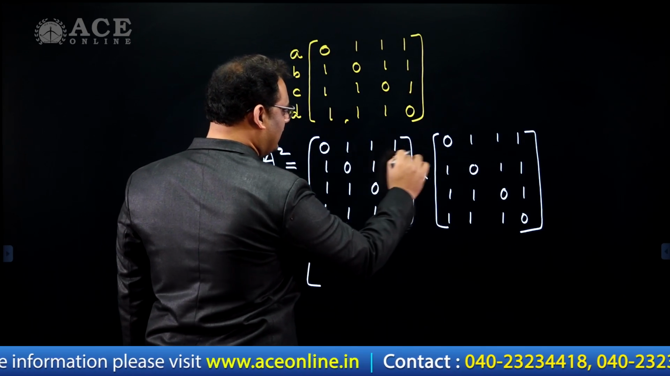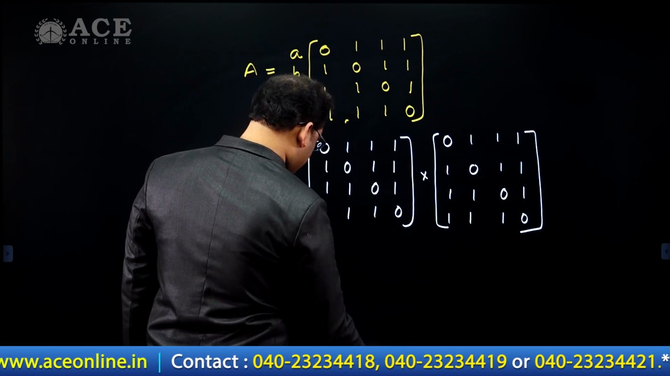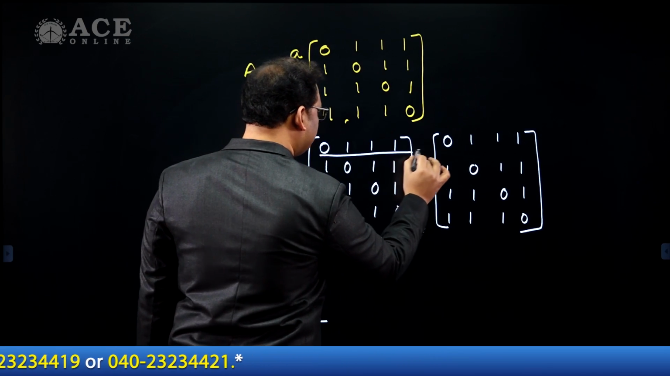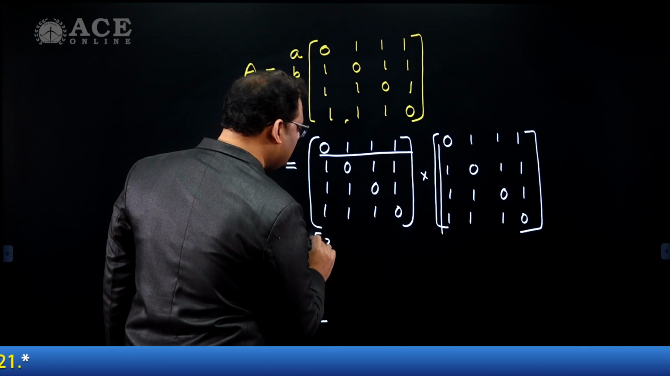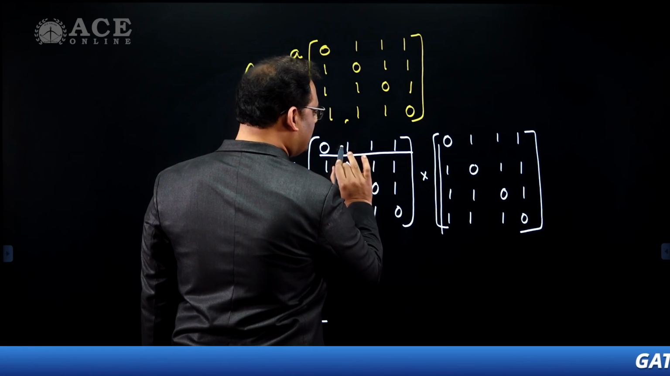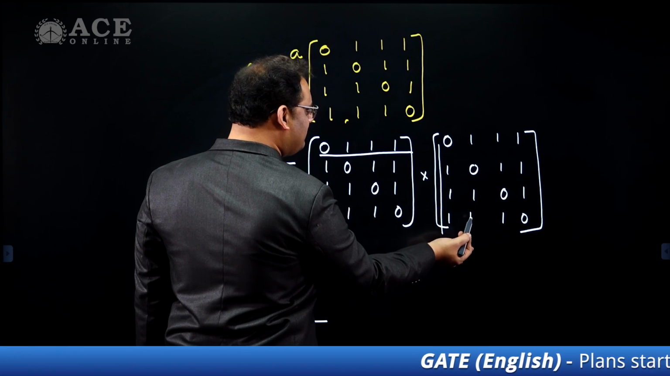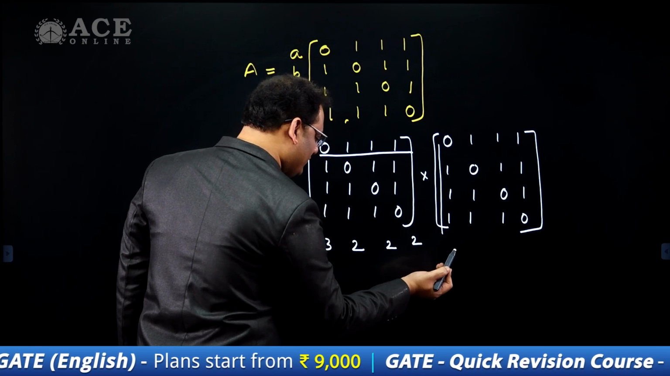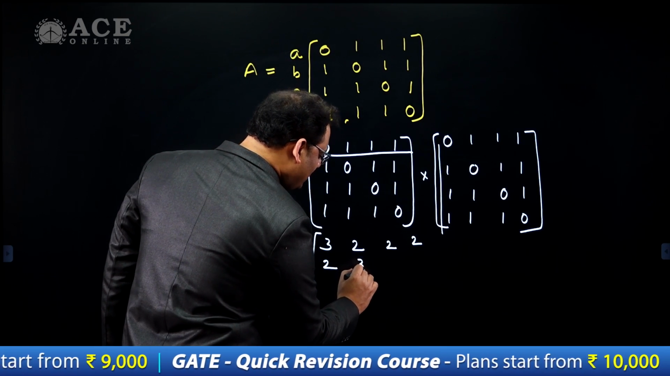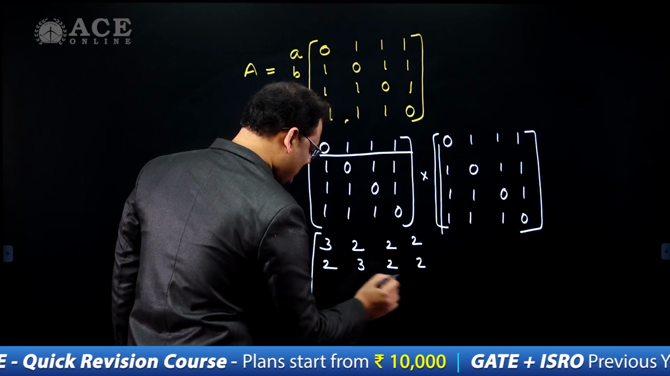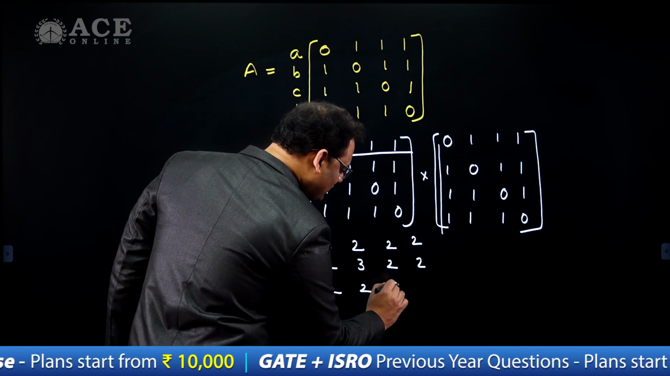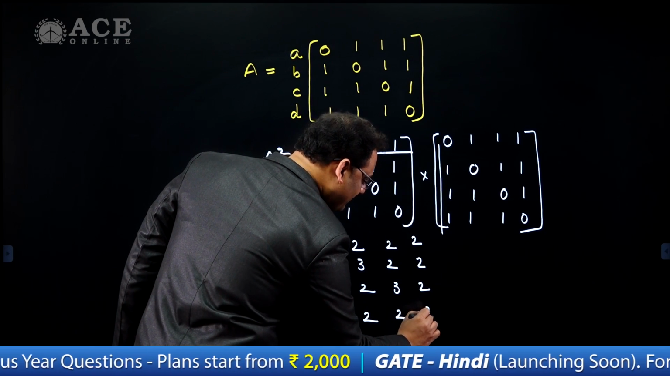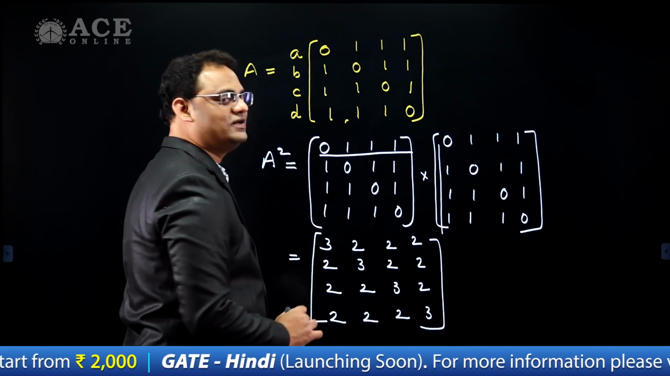A square is like this. In this way, if you take, so here I got something like 3, 3, right? Yes, 3. Then 0 here, and the second element is also 0. Last, 1 plus 1, I think it becomes 2. So 3, 2, 2 I have. Then it will be 2, 3, 2, 2, like. Then it should be 2, 2, 3, 2. I hope you know this. 2, 2, 2, 3. I got A square.